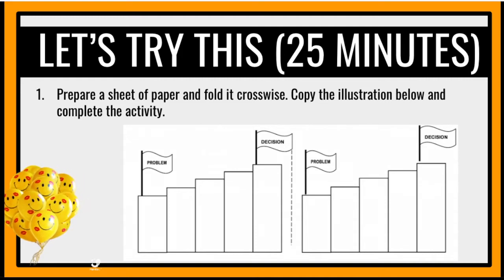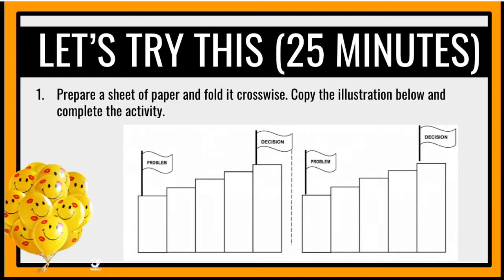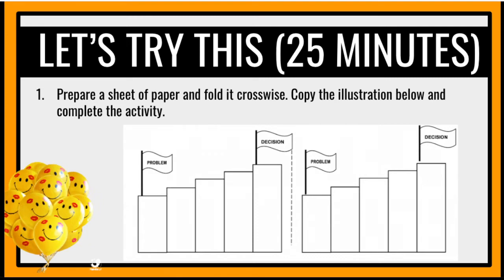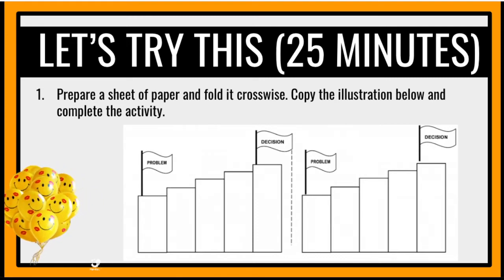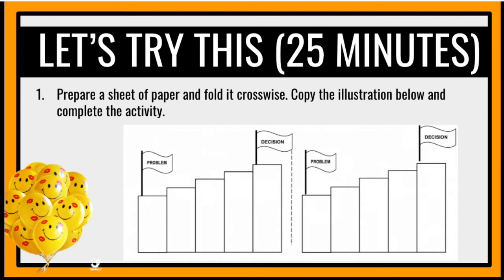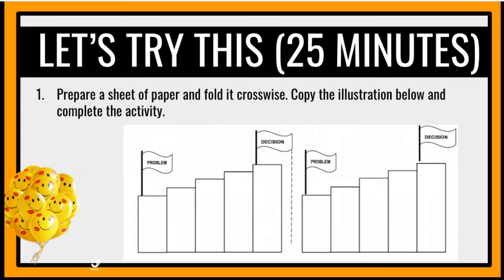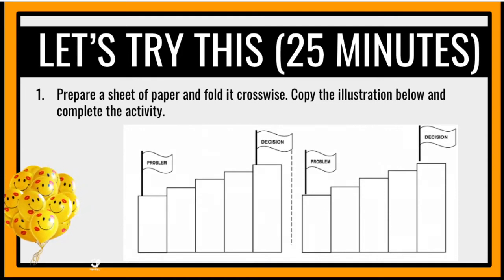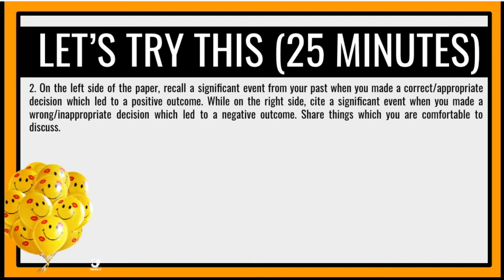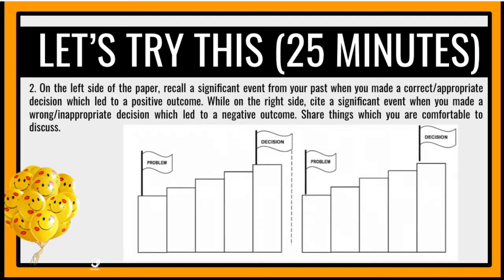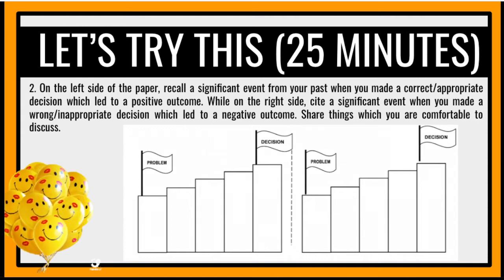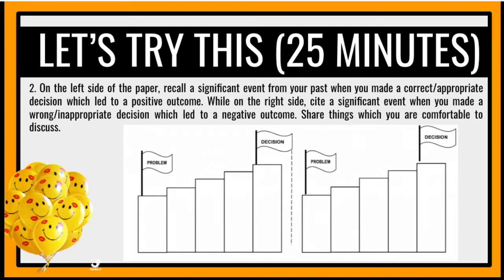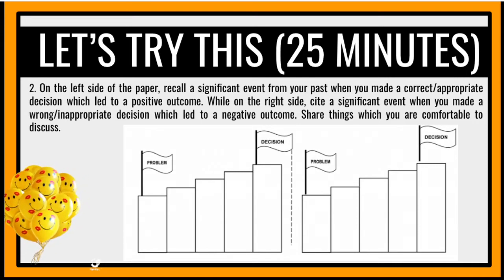And after you have done this and copied the illustration, you have to put a rectangular block. It's 5 rectangular blocks, and you're going to put problem plug and decision plug. And you have to fold your paper crosswise. After this, on the left side of your paper, you have to recall a significant event from your past when you made a correct, appropriate decision which led to a positive outcome. That will be on the left.